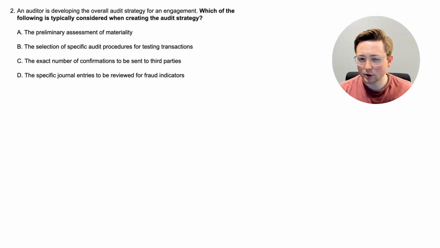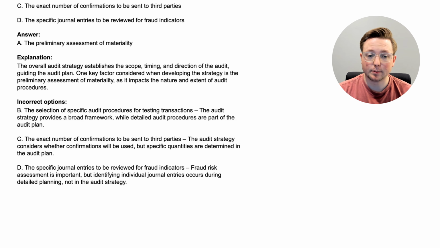So based on what we learned in the first question and kind of just reading through these options, you might have a guess. So if you want, go ahead and pause the video and think through this if you need to. Otherwise, let's go ahead and look at the explanation to learn a little bit more about the audit strategy. Okay, here we are. The answer is A, the preliminary assessment of materiality. That's something that they're going to be doing during the creation of the audit strategy.